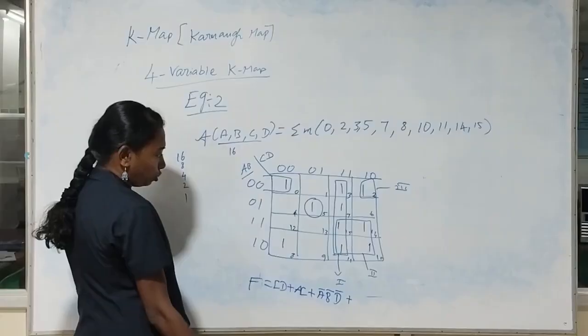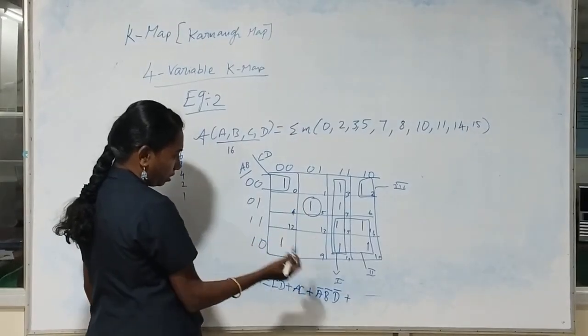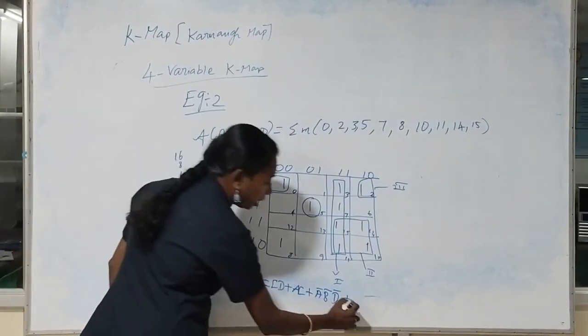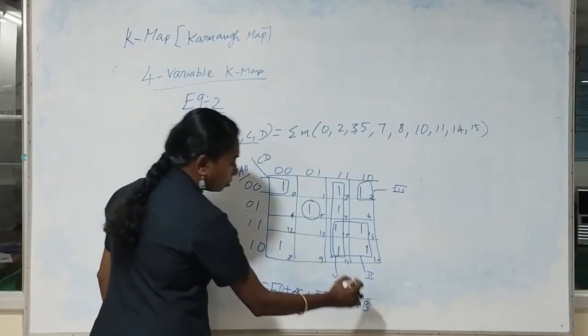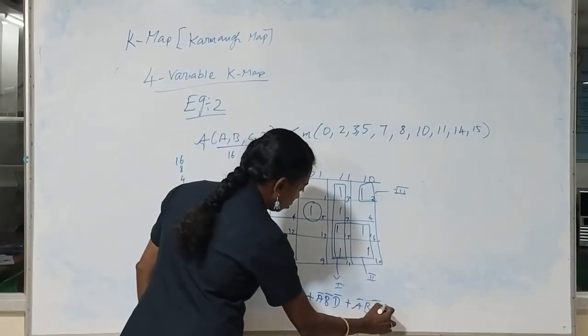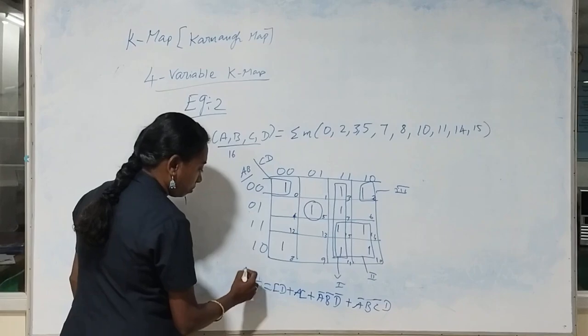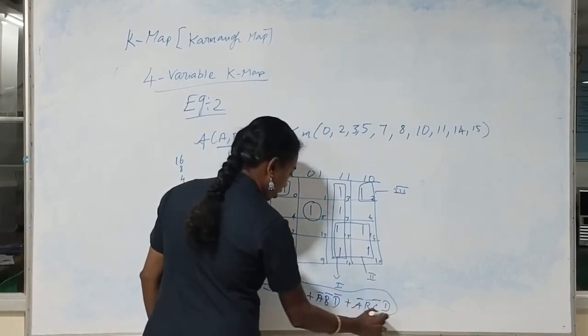And finally the fourth group is this one, so the corresponding values are A complement, B, and on your columns it is C complement, D. So this is your minimized expression for the given problem.